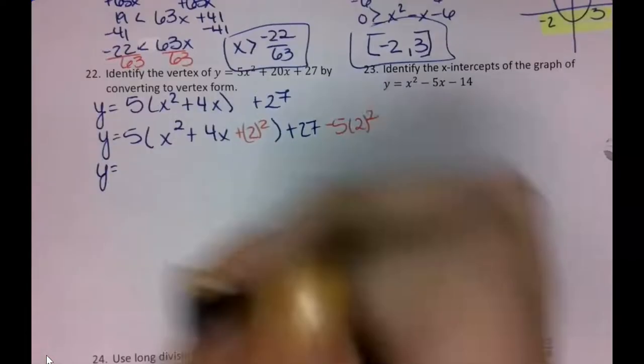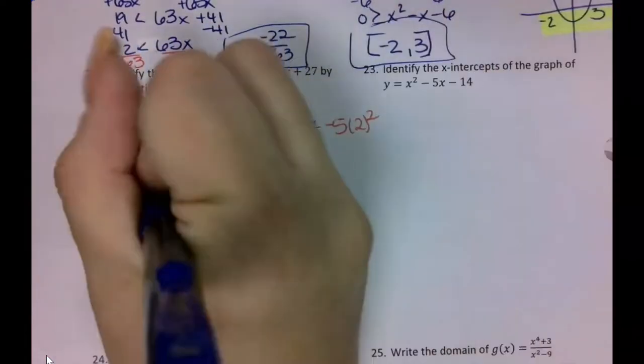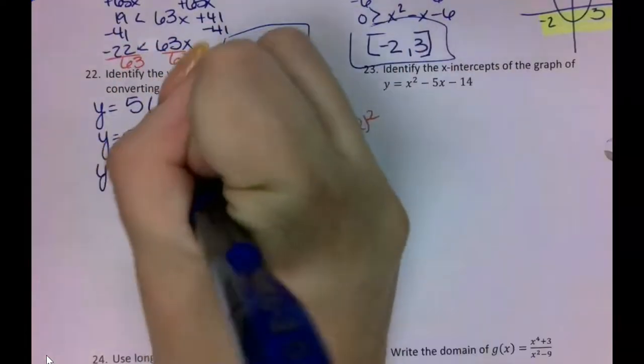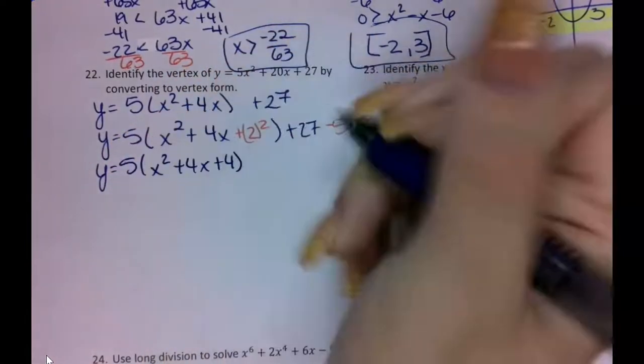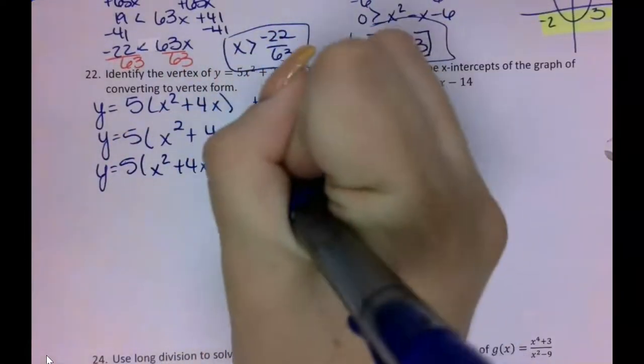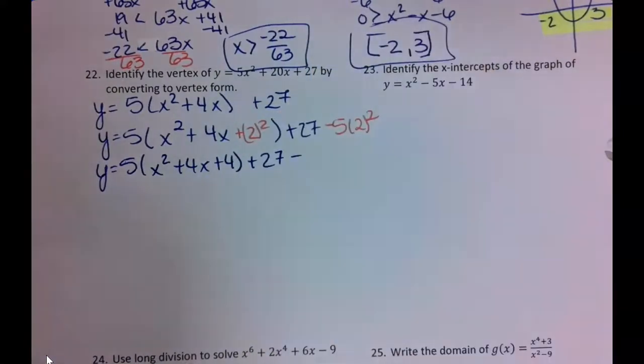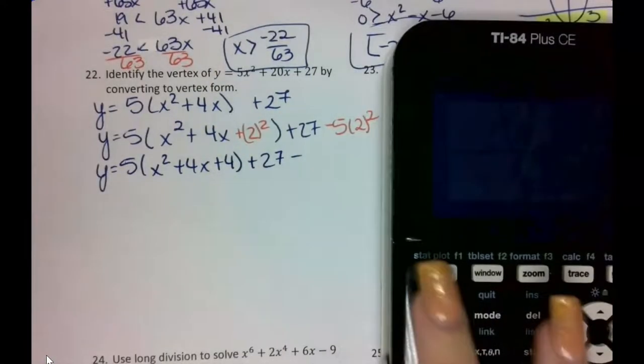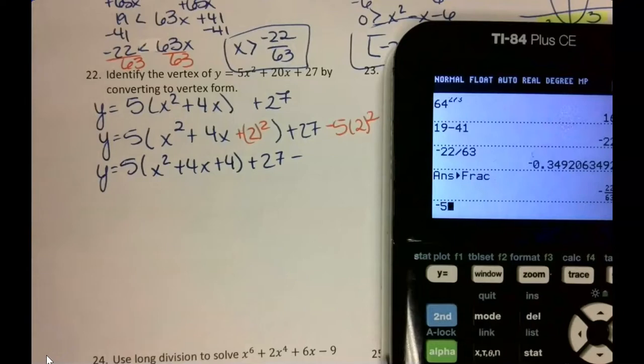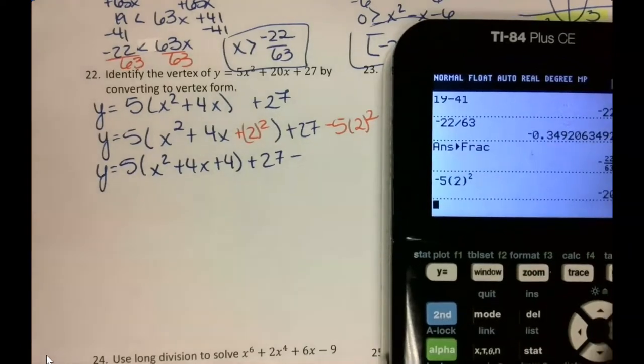So I'm going to have y equals 5, and then x squared plus 4x plus 4, and then plus 27, -5 times 2 squared. Gets me -20.